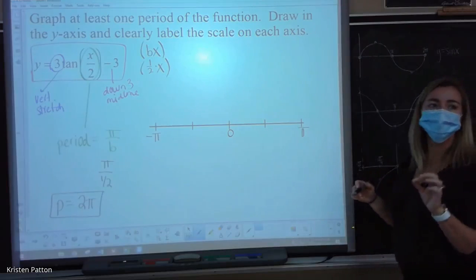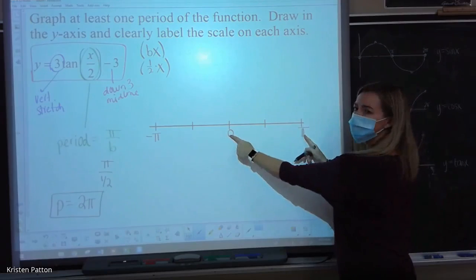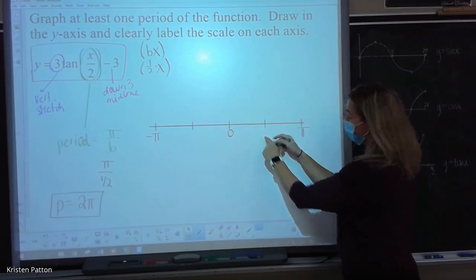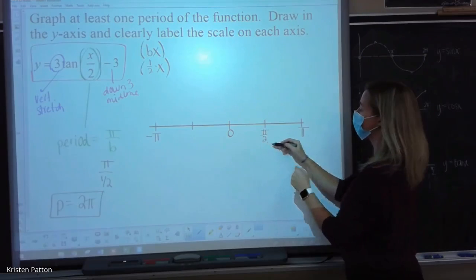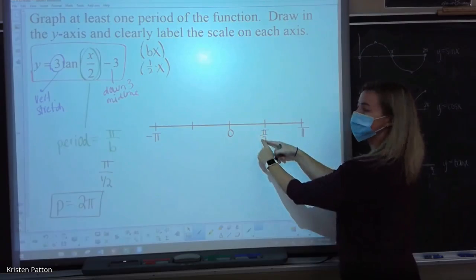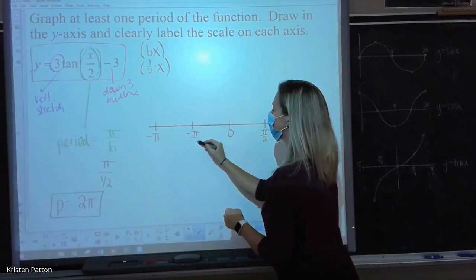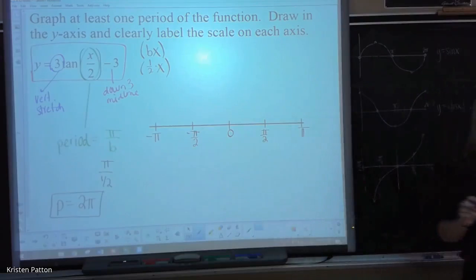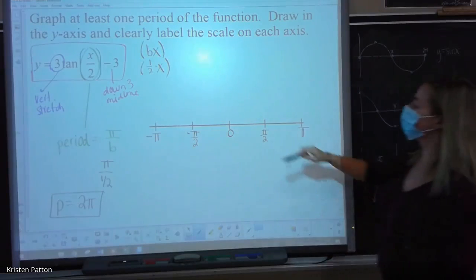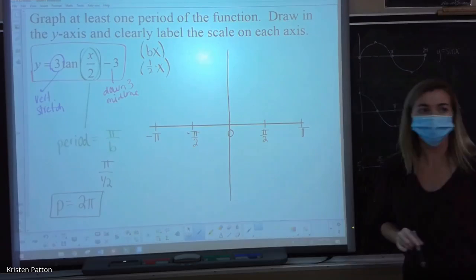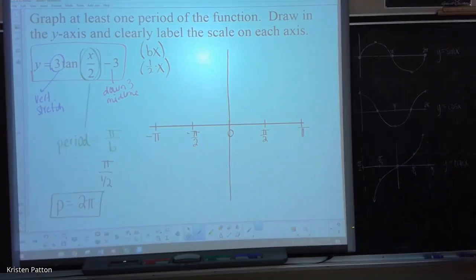Let's finish the tick marks here. What's halfway between 0 and pi? Pi over 2, or 1/2 pi, same thing. Half of pi is pi over 2, which means the other side, if this is symmetric at x equals 0, it's just negative pi over 2. If you haven't already, go ahead and draw in your y-axis, right? It's at 0, isn't it?